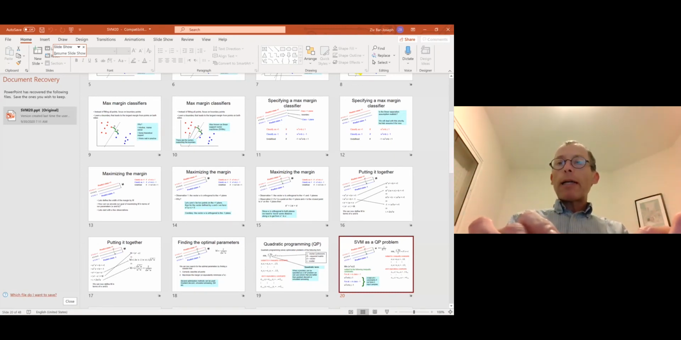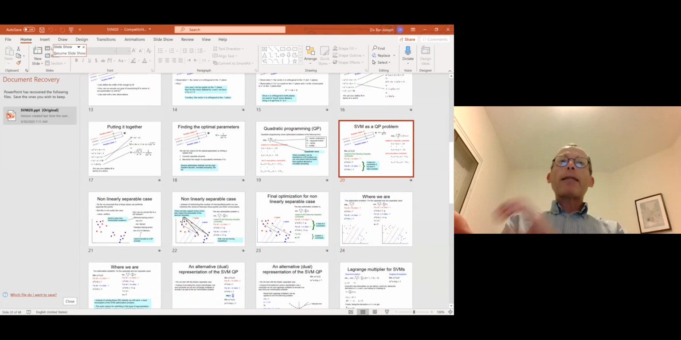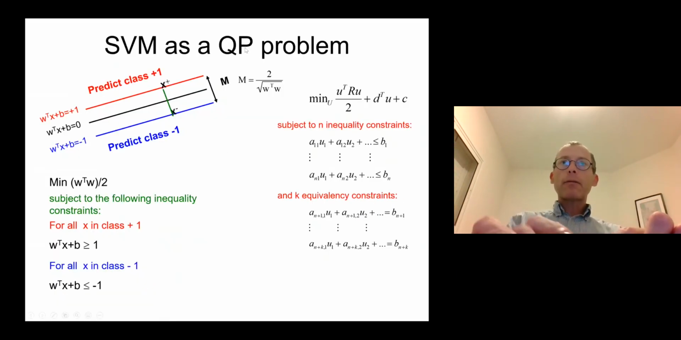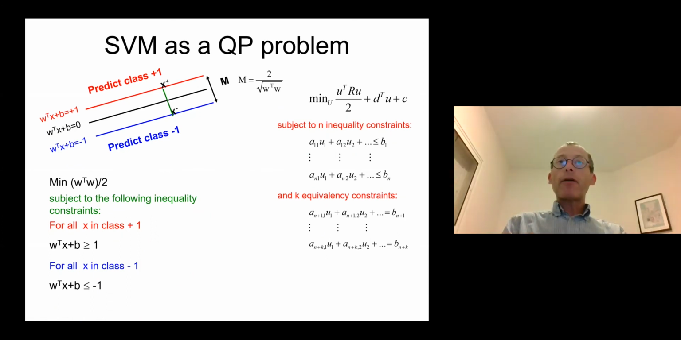So let's go back to where we are and now start relaxing some of the assumptions that we made. The first thing is, as I mentioned already, we ended up saying that we can define a support vector machine as a quadratic programming problem.